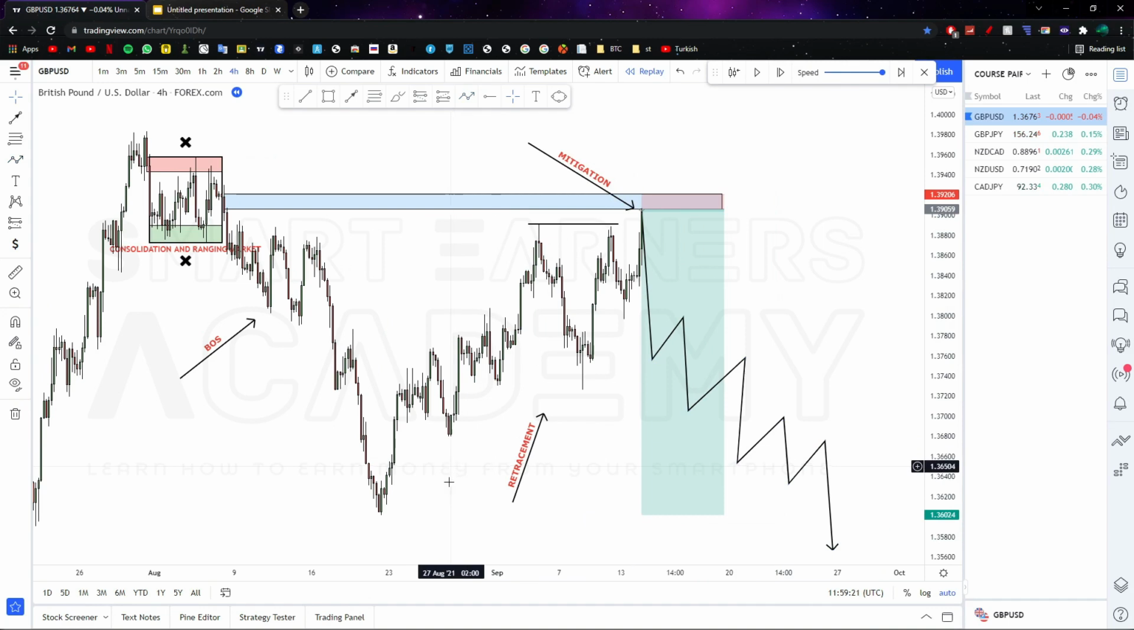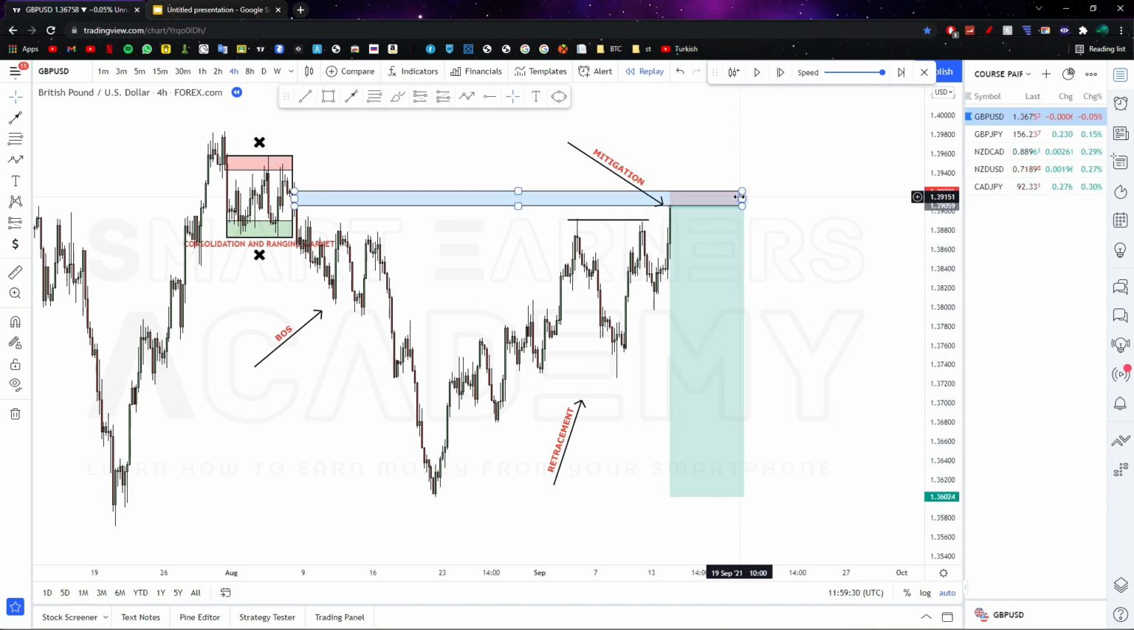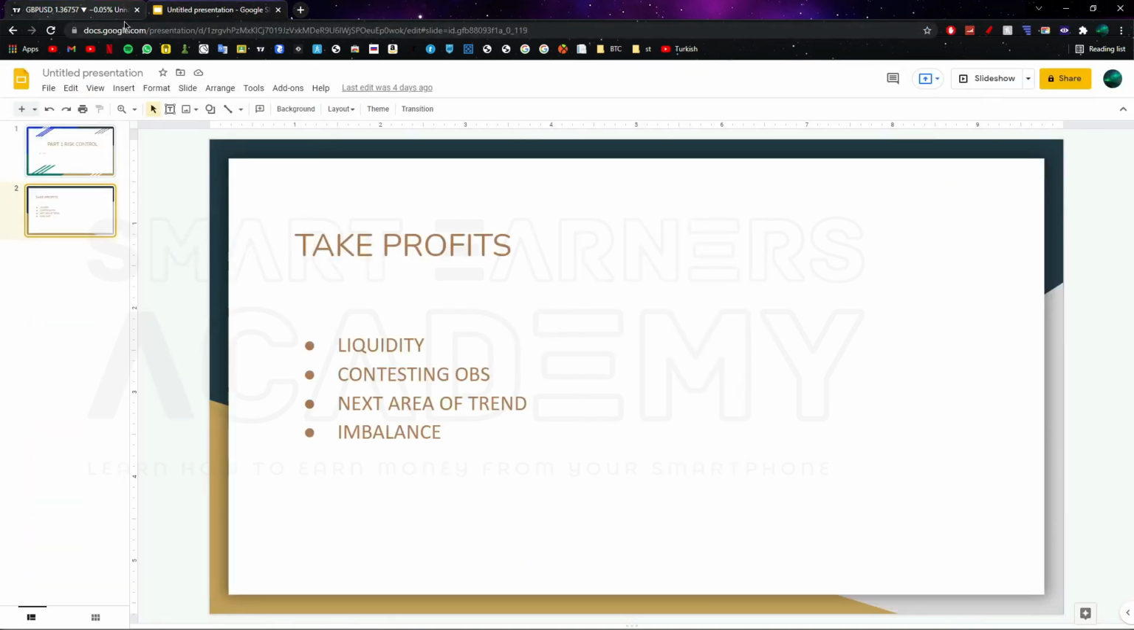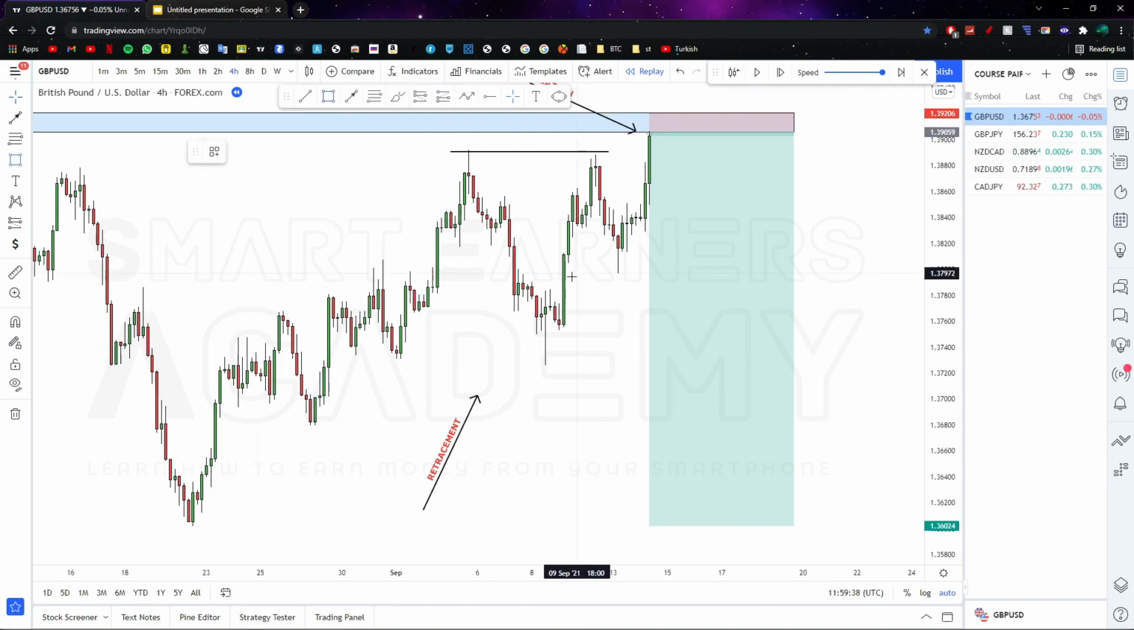So we could set our take profit at the next area of trend, which would be breaking this low, right? So we could set our take profit all the way down there, right? But that one is a bit more risky, right? You're holding the trade for much longer. And then imbalance. So you could set a take profit at an imbalance, right? So for example, this imbalance area over here, right?